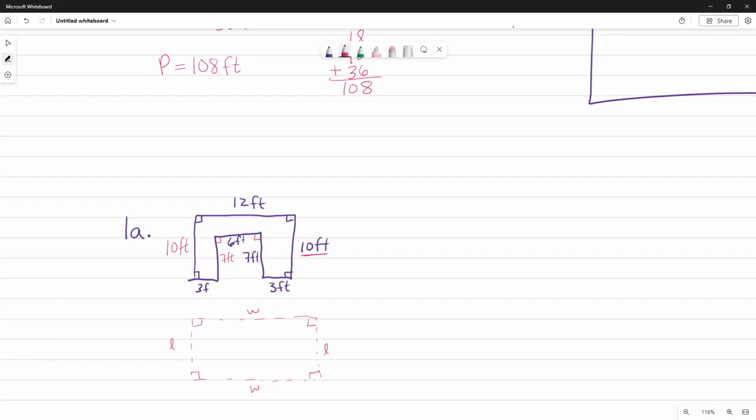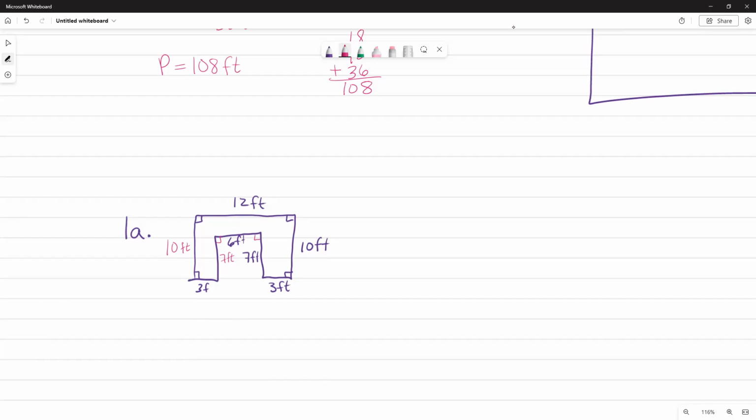So now that you've got that, again, let me clean this up a little bit. You can now add up all of the different sides and get your total perimeter. So I'm going to start with the left and then go clockwise around it.